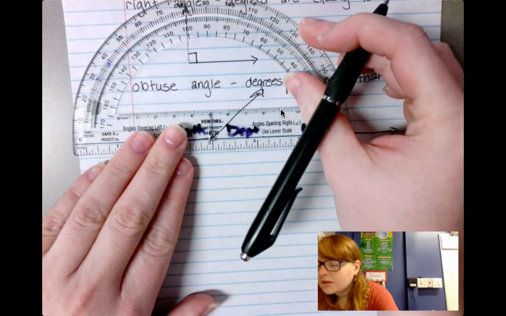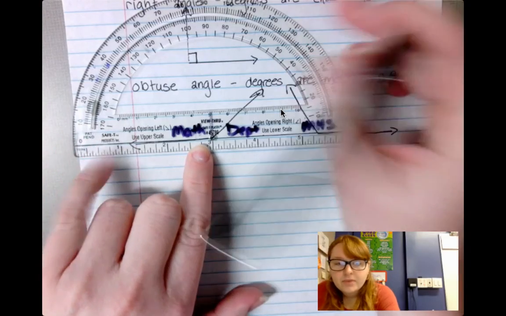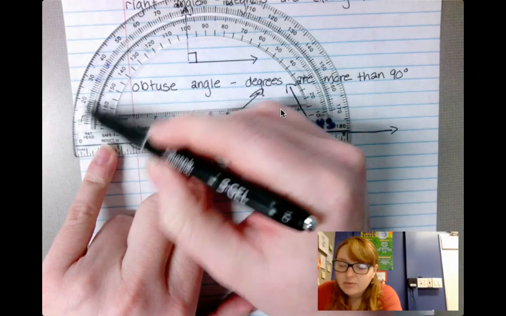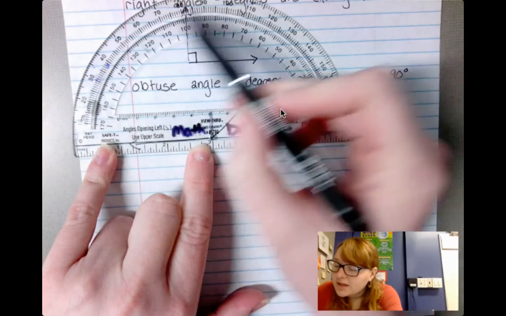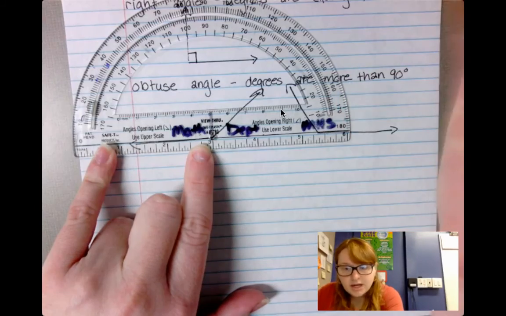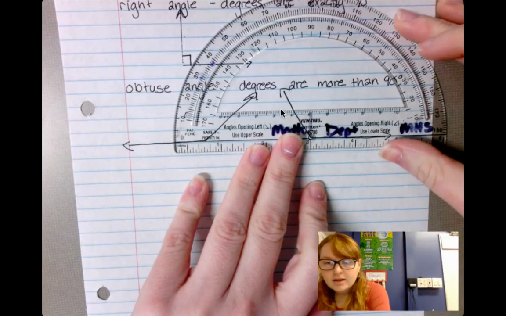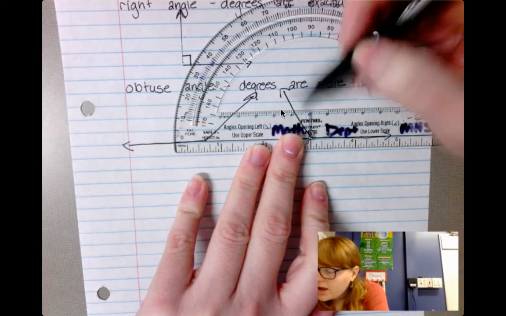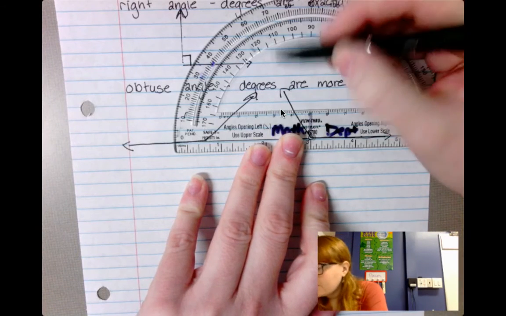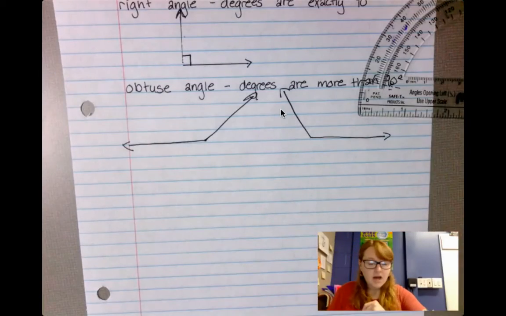Put the vertex in the little hole down here, line up the line with the bottom ray. And since the bottom ray is on the left side, we are going to use the outer ring to count up. And this lands around 140. Okay, so that's bigger than 90. That's an obtuse angle. Same thing over here. Line it up, vertex in the hole. And since the bottom ray is on the right, we are going to use the inner ring to count up. And this will give us around 120, which is greater than 90. So that is an obtuse angle.